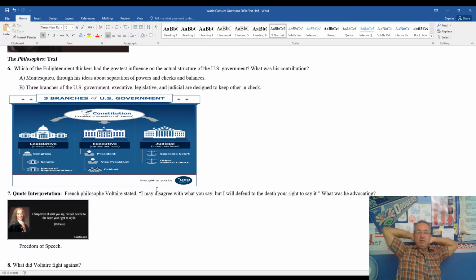When you see the term philosophe, it's just the French term for a philosopher, the French philosophe Voltaire. He said, "I may disagree with what you say, but I will defend to death your right to say it." What was he advocating for with this quote? And of course, that is freedom of speech, something we enjoy here in the United States.